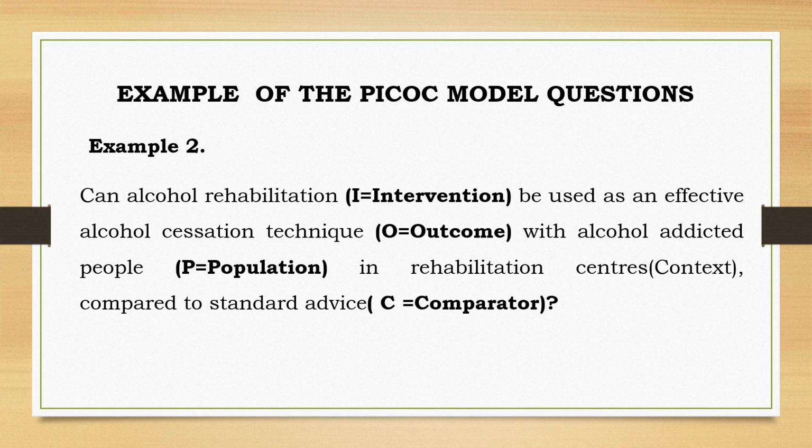So here, the first thing is that can alcohol rehabilitation, which is the intervention, be used as an effective alcohol cessation technique? An effective alcohol cessation technique, this is the outcome. With alcohol addicted people, so this is your population. In rehabilitation centers, this is the context. Compared to standard advice, so the compared to standard advice here stands for comparator.